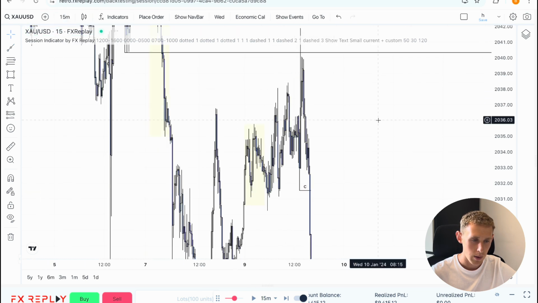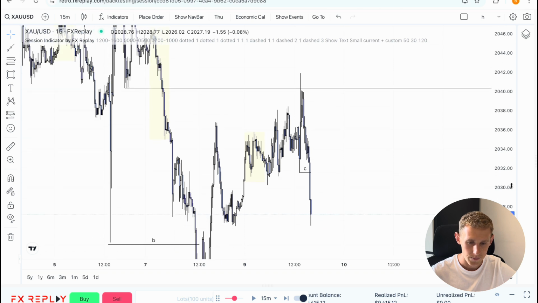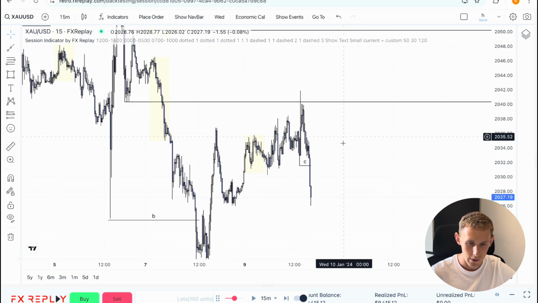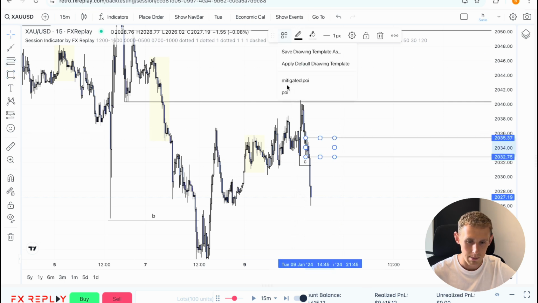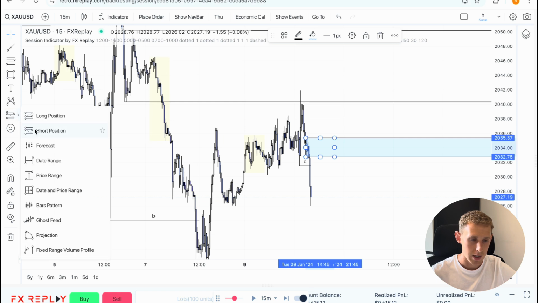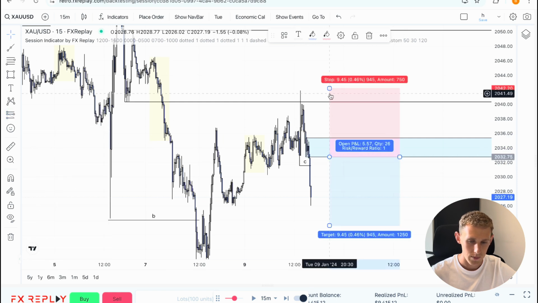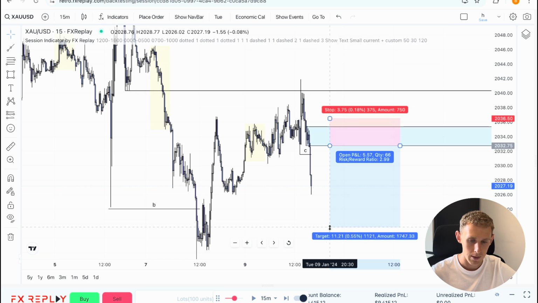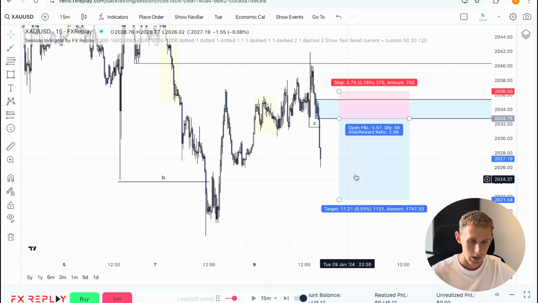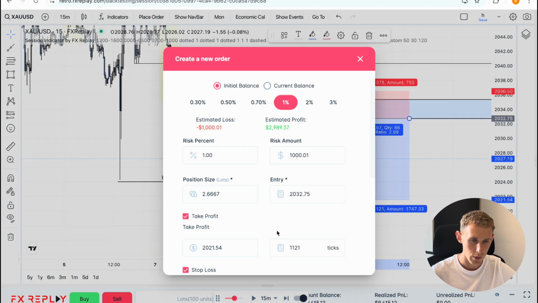If we zoom out, where could we see price maybe trade into for an entry? Maybe this one. We have this area of supply right here which was imbalanced. So I'm going to set my limit on this. Stop slightly above, and then we'll go for a 1 to 3.